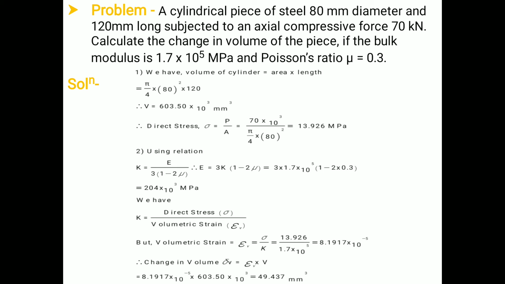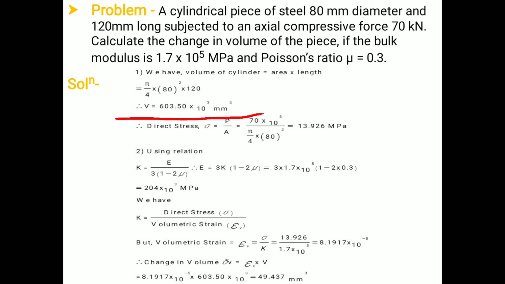From that data we have the volume of the cylinder, which is equal to area into length. As the diameter is given, we have the area pi by 4 into 80 square into length 120. From this we have the volume of the cylinder equal to 603.50 into 10 raised to 3 mm cube. Volume can be in centimeter cube, mm cube or meter cube, but as all the values are in mm, we have the volume in mm cube.